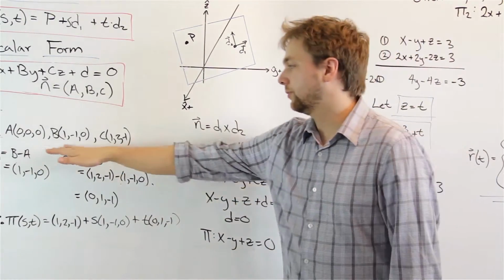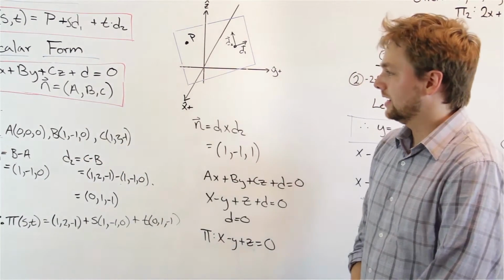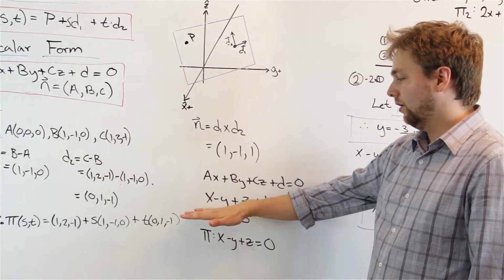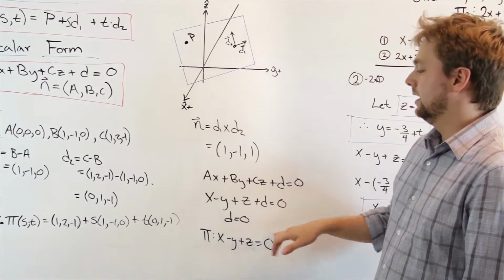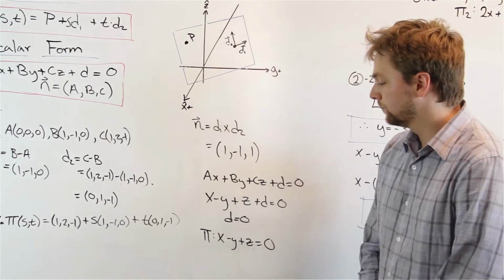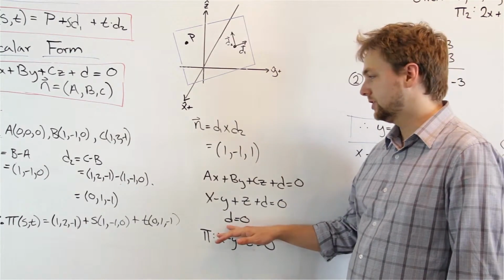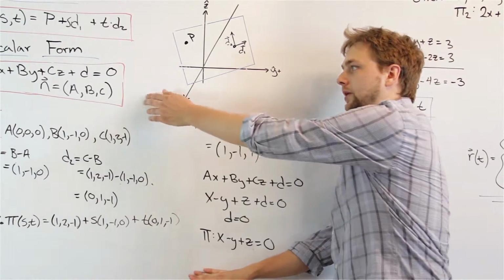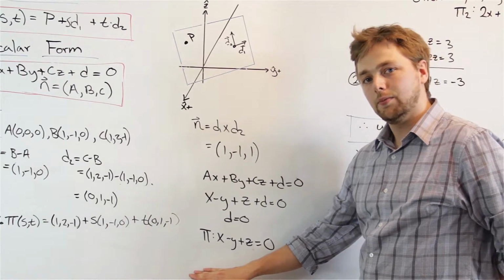We actually happen to know 3 points on the plane, and in this case, I selected point A because it's the origin, which eliminates all 3 other variables, leaving just d, and we determined that d is equal to 0. With this last piece of information and the normal we calculated above, we can substitute into the scalar form equation that I stated before, and we end up with the solution here.